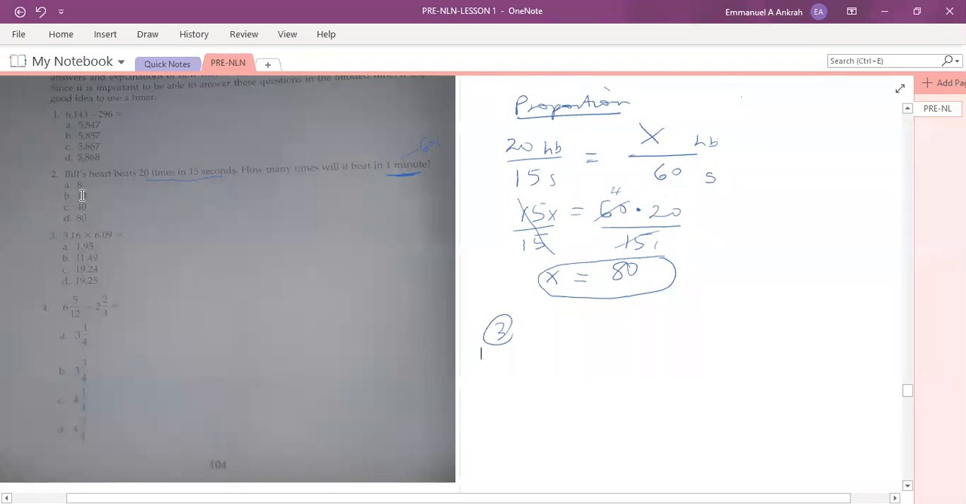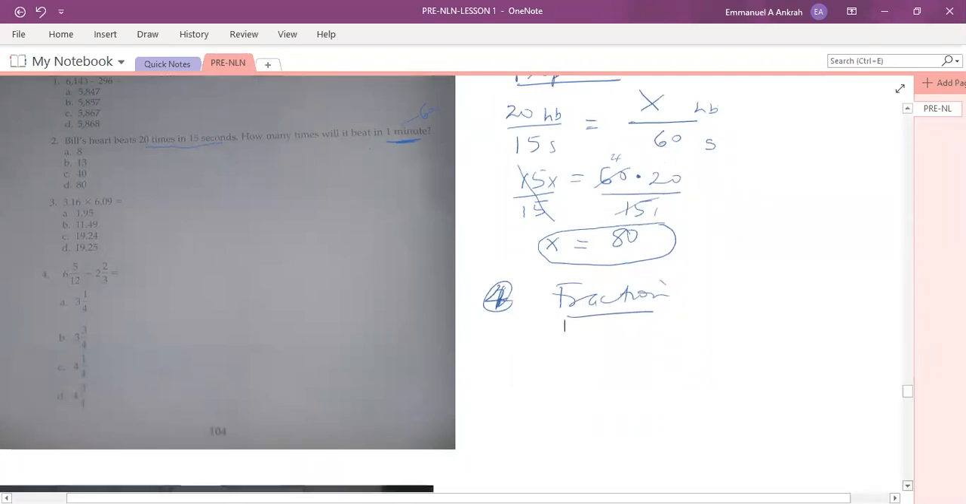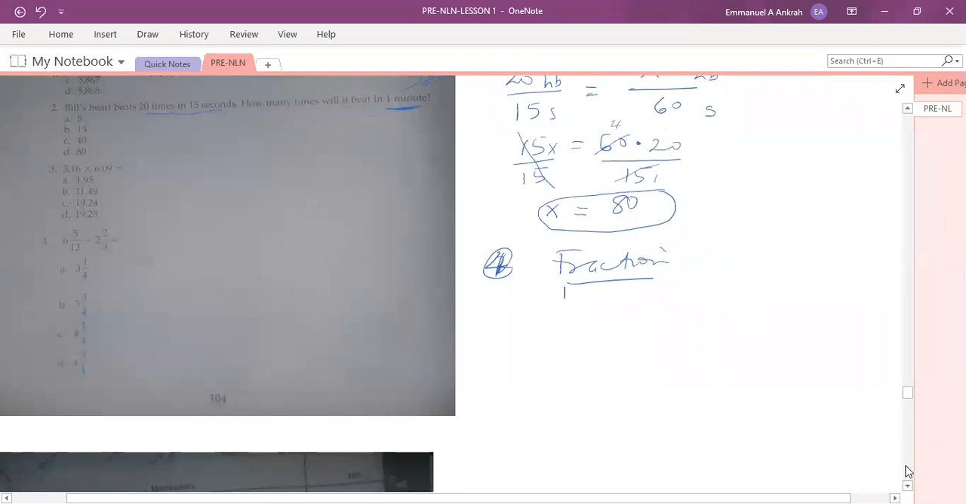Okay, so let's look at number 4. Number 4, let's use this to review fractions. Remember, when you're working with addition and subtraction of fractions, the key point that you need is the LCD.